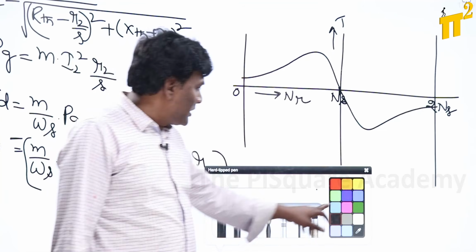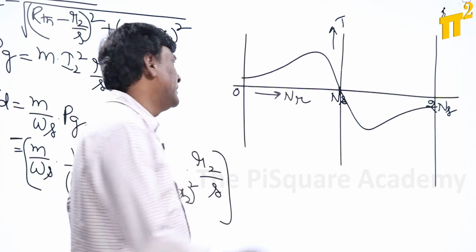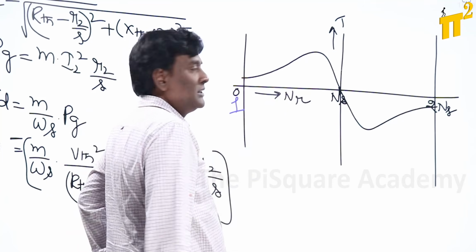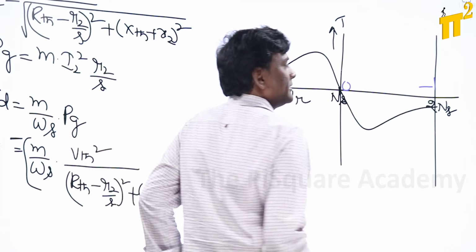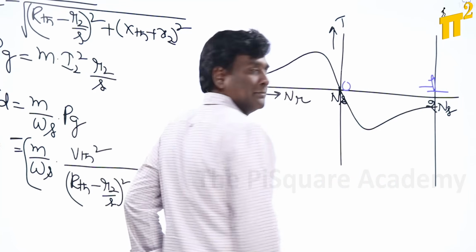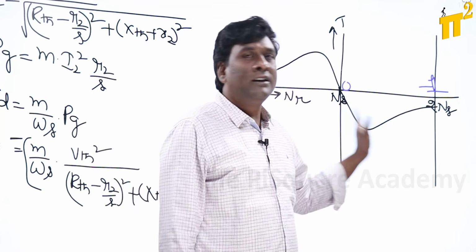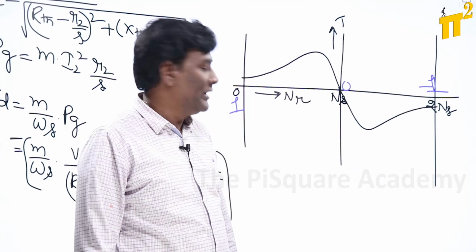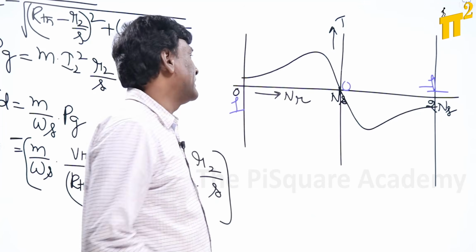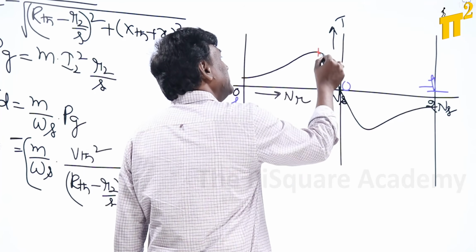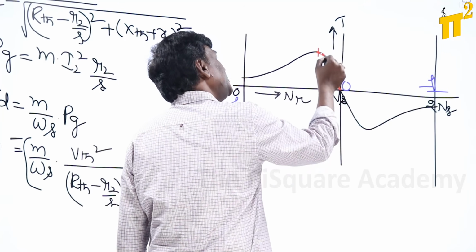If I convert this into slip, the slip is going to be 1 here, 0 here, and minus 1 here, such that from here to here the slip is going to be negated. Now if you think of the stable operating region, from here to here only it is stable.